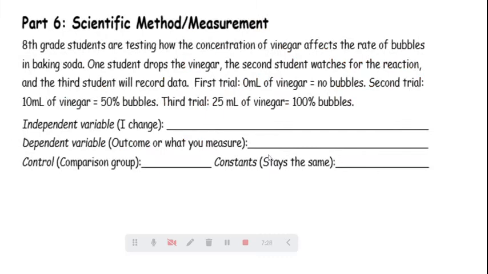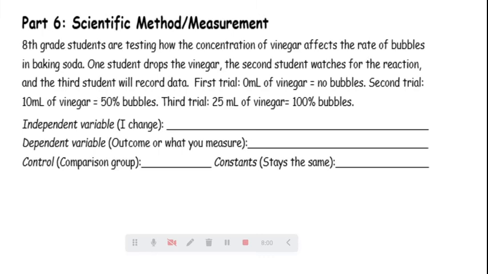All right. Let's go to part 6, scientific method. 8th grade students are testing how the concentration of vinegar affects the rates of bubbles in baking soda. One student drops the vinegar. The second student watches the reaction, and the third student records the data. The first trial, you have 0 amount of vinegar, which means there's no bubbles. In the second trial, you put 10 milliliters of vinegar. That's 50% bubbles. And then the third trial, you do 25 milliliters of vinegar, which is 100% bubbles.